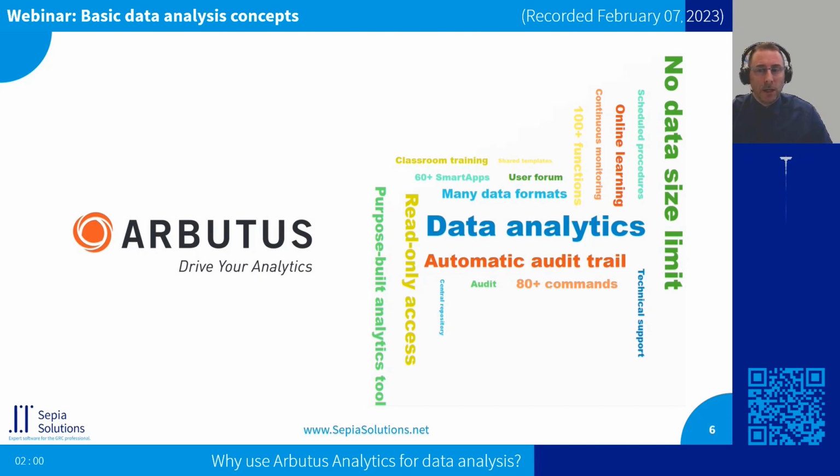Arbutus, on the other hand, is purposely built for data analysis. That's the only thing it does. It supports features like having no data size limit. So whether you have 200 records, 2,000 or 2 million records or more, it shouldn't pose a problem. It furthermore accesses the data always in a read-only mode. And of all the, I think, about 80 commands that we have, everything you do is typically already logged automatically in the audit trail. So those are a few of the features that are very much in favor of doing something like data analysis or audits or internal controls with a tool like this.